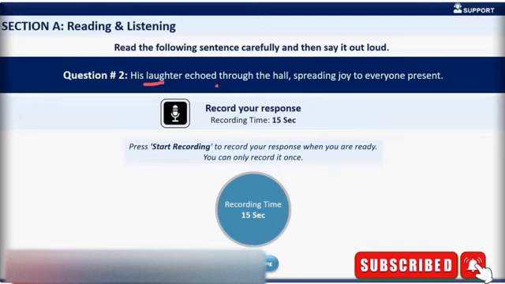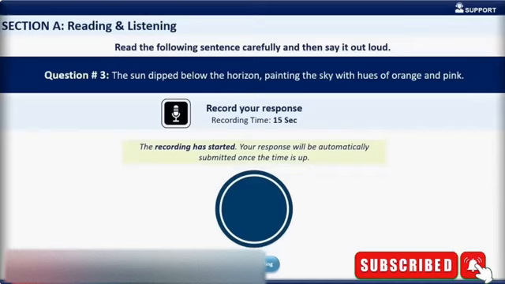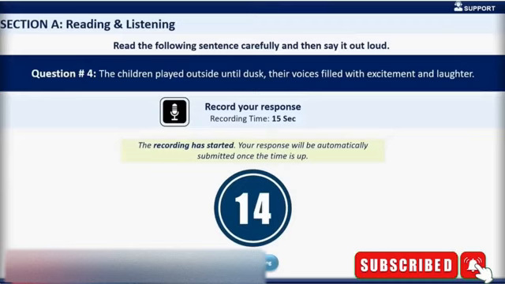His laughter echoed through the hall, spreading joy to everyone present. Let's move on to question number 3. The sun dipped below the horizon, tinting the sky with hues of orange and pink. Moving on to the next question. The children played outside until the dusk, their voices filled with excitement and laughter.